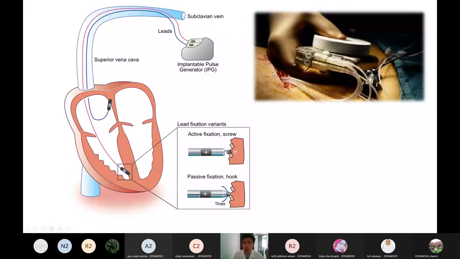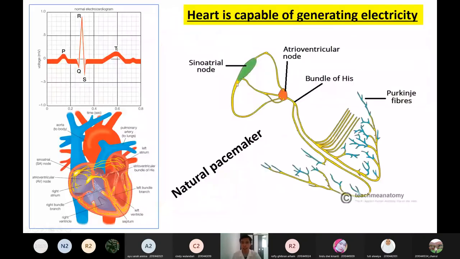during the operation, the wire will be inserted directly into the heart, and then there will be a kind of fixation here. With active fixation, there will be a kind of screw directly attached into the muscle walls, but there can also be passive fixation. It's not directly inserted into the muscles, but it's touching using the tines. And whenever this machine generates the electric pulse, the electricity will be transmitted into this part, into the sinoatrial node, the primary part that generates the electricity in our heart.